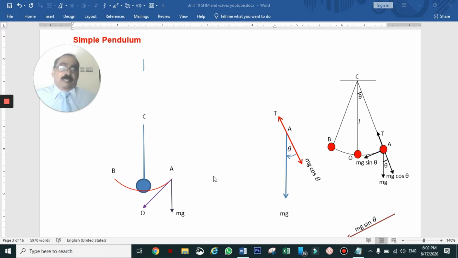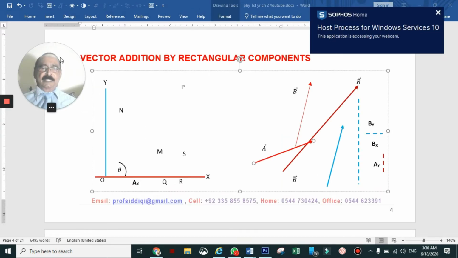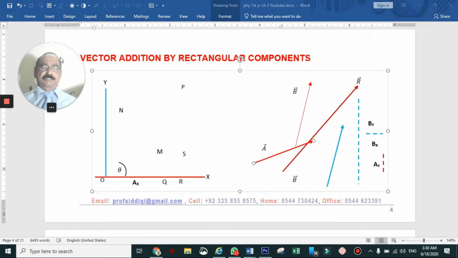So we start with the lecture. Assalamu alaikum, dear students. Our today's topic is vector addition by rectangular components. In the beginning, we'll add two vectors, A vector and B vector. Consider their rectangular components. Then we can generalize the result for many vectors. First of all, what is given?